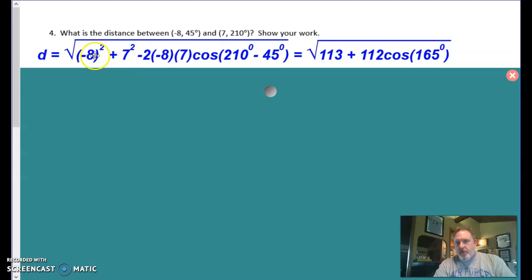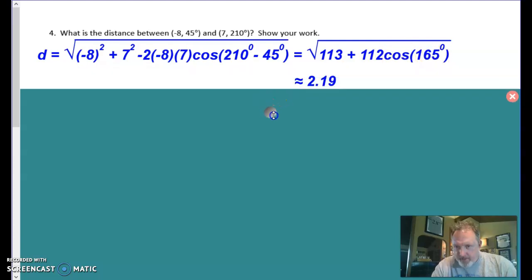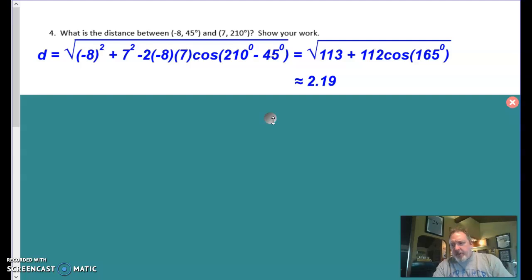Remember, when you square these, they're both going to be positive, so they add up to 113. This product here ends up being 112. Do not add these together. This calculation is added to the 113. So 113 plus 112 times the cosine of 165. Then take the square root, and we get roughly 2.19 or 2.2 for number 4. But again, this formula right here is r1 squared plus r2 squared minus 2 times r1 r2 cosine of theta 2 minus theta 1. And you take the square root of that.